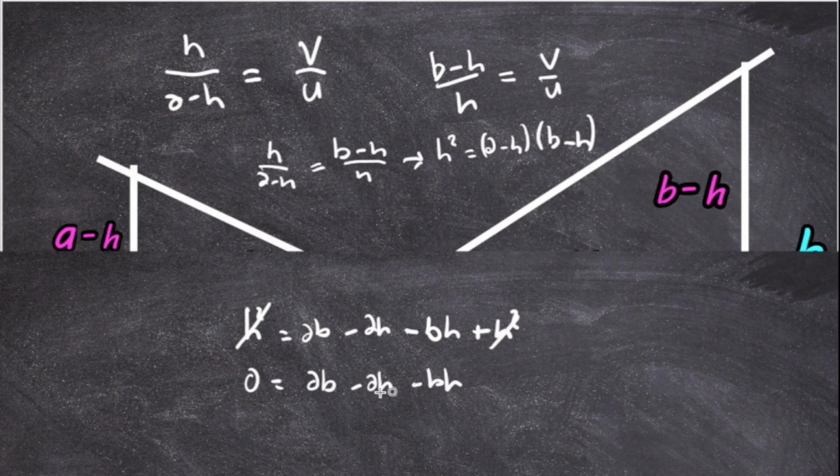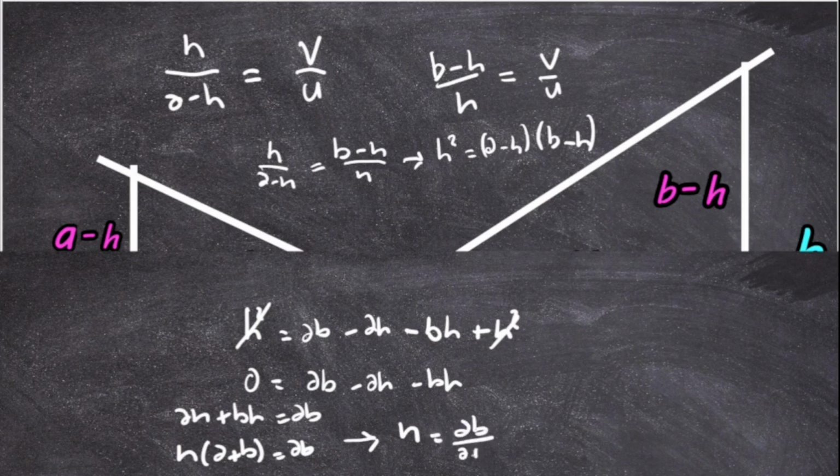If we add the negative numbers to both sides, then we get ah plus bh equals ab. We can factor out the h's on the left hand side, so that gives us that h multiplied by a plus b equals ab. And if we divide both sides by a plus b, we get that h equals ab divided by a plus b.